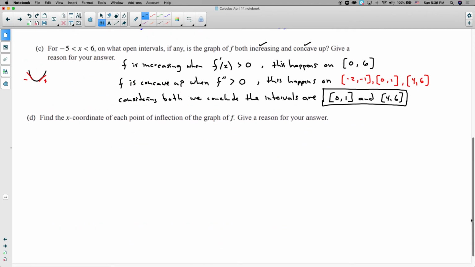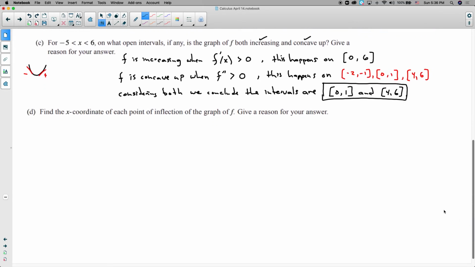Okay, so next we're going to this last part, D. And let me read it and see if I need to pull down the graph or anything. So find the x coordinate of each point of inflection of the graph of f. Give reasons. Okay, so what I remember about points of inflection is they happen when the function switches concavity.